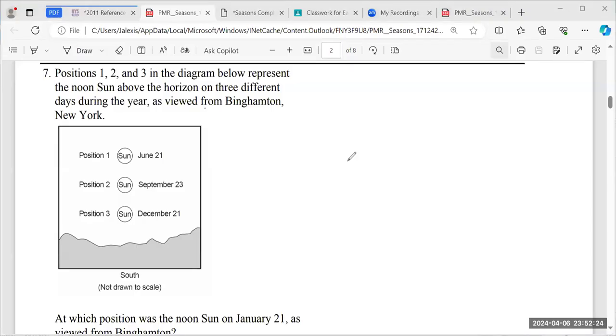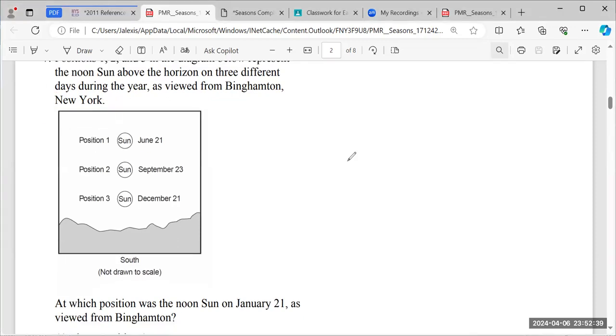All right, so it says positions 1, 2, and 3 in the diagram below represent the noon sun above the horizon on 3 different days during the year, as viewed from Binghamton, New York. At which position was the noon sun on January 21st, as viewed from Binghamton? There are some notes we just have to remember in general when looking at this chart.